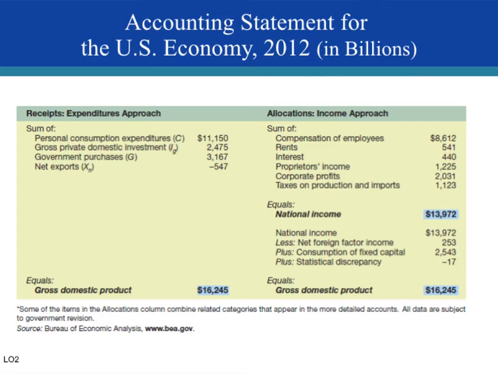So our gross domestic product in 2012 was about 16 trillion. And if we look at the income approach, we can see wages, rents, interest, proprietors' income, corporate profits, etc. Then we have national income, less net foreign factor income, but we also add in statistical discrepancy and consumption of fixed capital. They should both be equal. It's just two different ways of counting GDP.